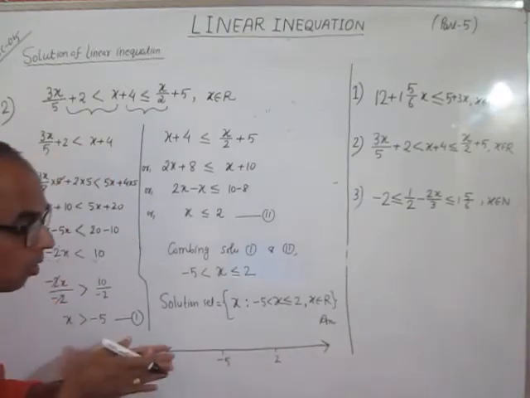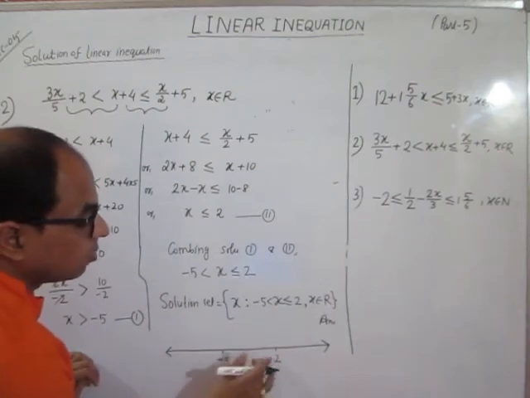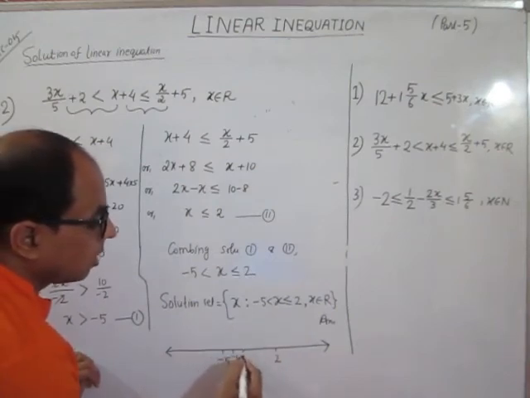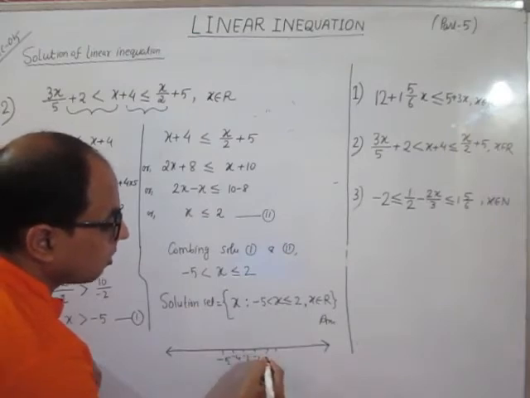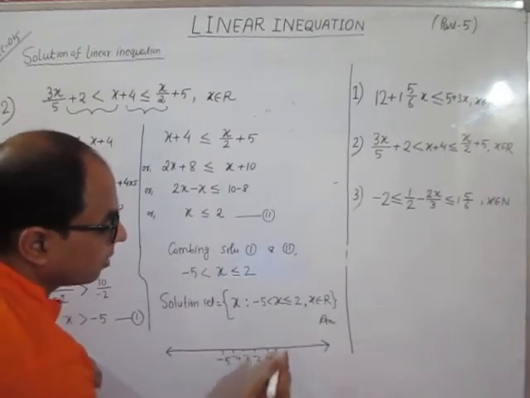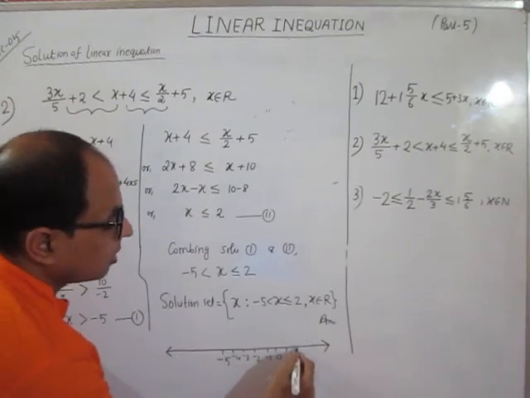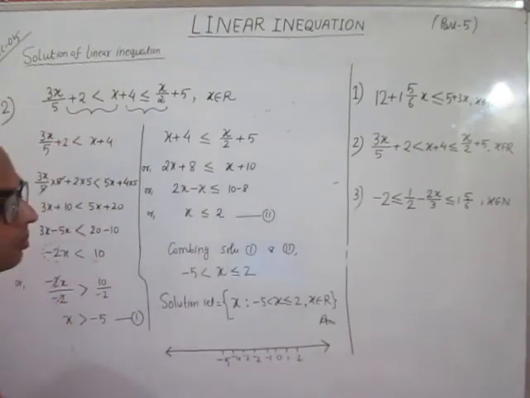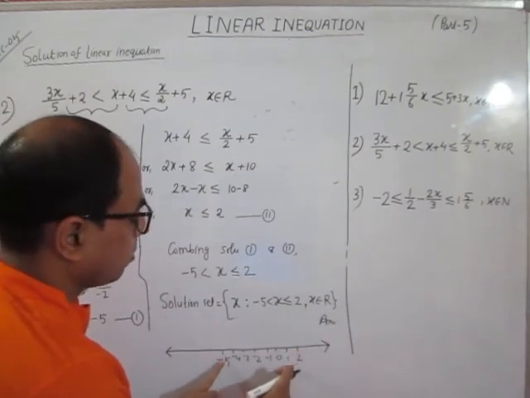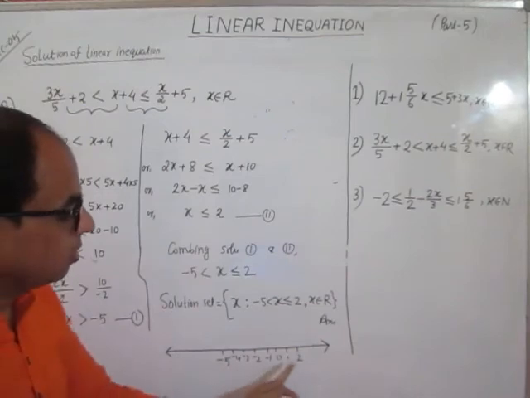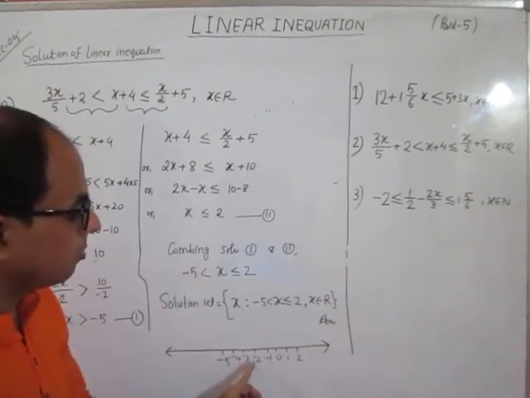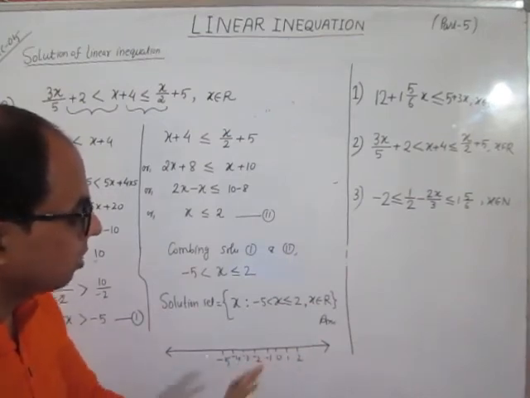Now we have to write all the integers between minus 5 and 2. So write here minus 4, minus 3, minus 2, then minus 1, then 0, then 1, and then 2. Between the end points you have to write all the integers. So between minus 5 and 2: minus 4, minus 3, minus 2, minus 1, 0, 1, 2, right?